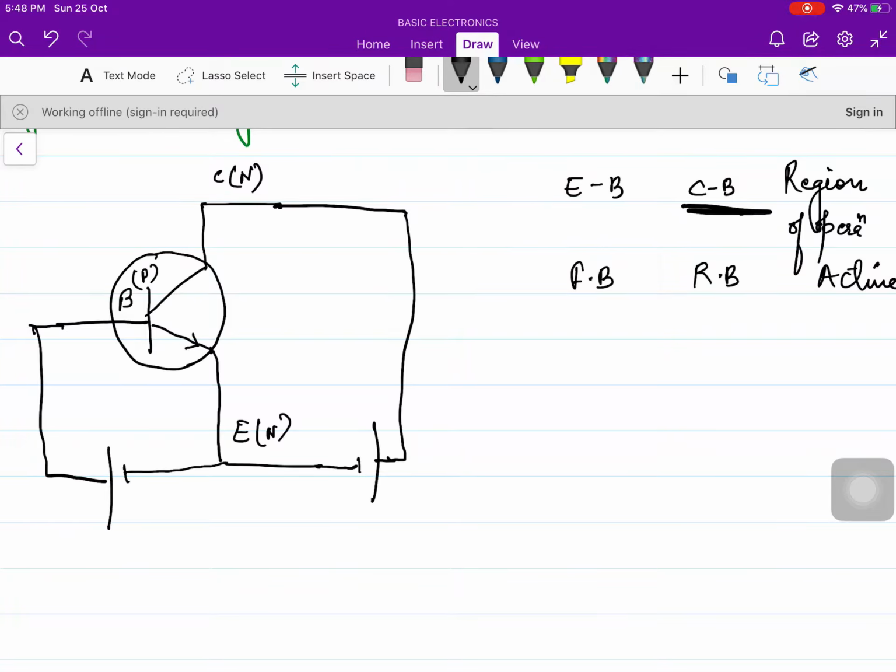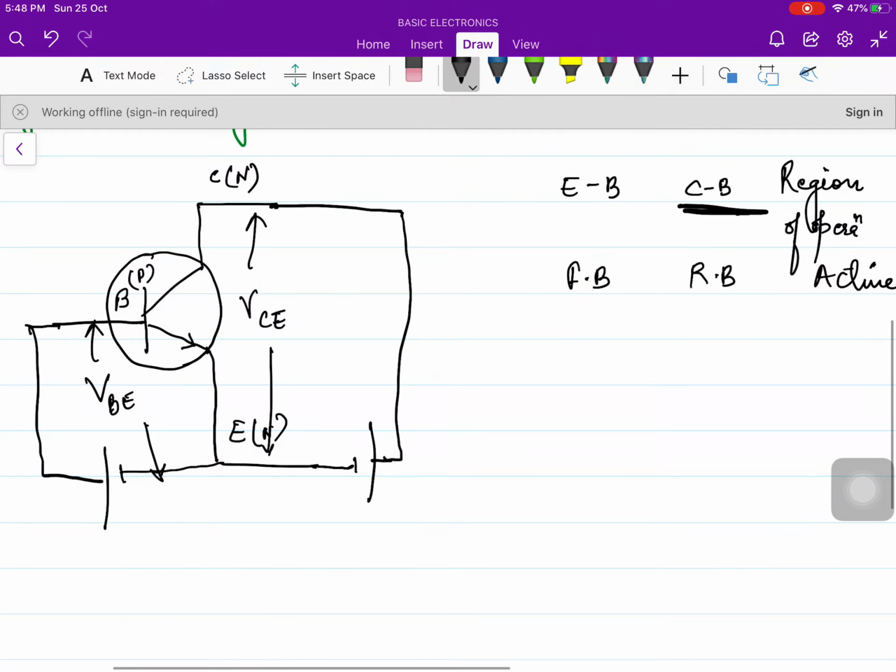So like this. Now let's denote the voltages. It will be VCE because it is between collector and emitter. This is going to be VBE between base and emitter. And this name is, as you remember, in the case of common base configuration, I told you how to give the names of batteries. So the terminal which is common will not come into the name, and it is VBB and it is VCC.